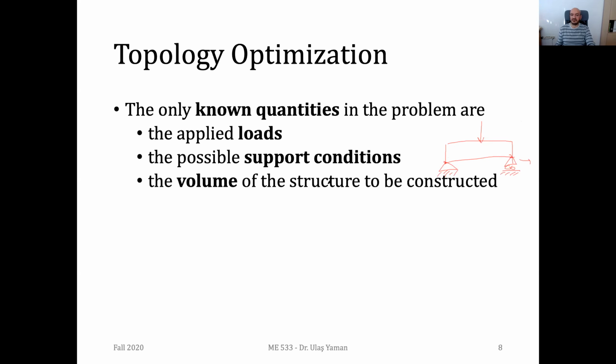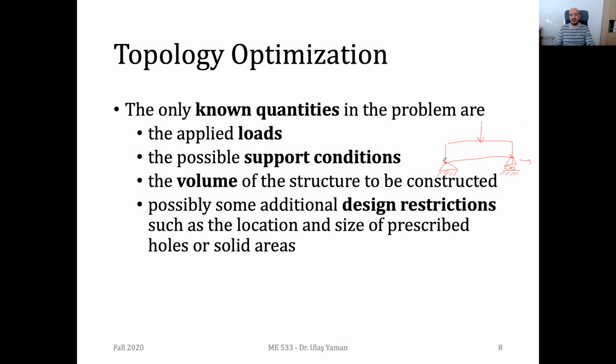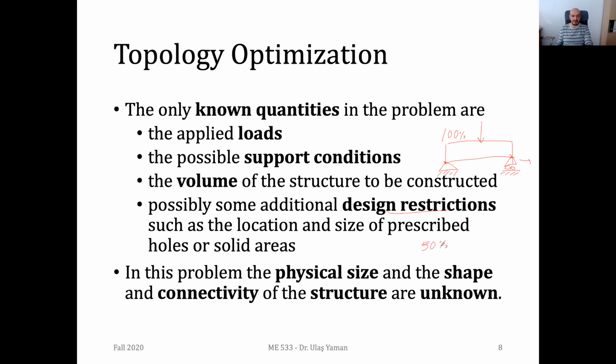We should know the volume of the structure, and we should also know the design restrictions. For instance, if this is the 100% of the design, you may say that at the end of the optimization, you should have about 50% of the volume filled with material. That might be your design restriction. You may also have other restrictions, but this is a famous, popular example. And obviously, you need to satisfy the connectivity of these materials. While you are distributing the material, they should be all connected together.